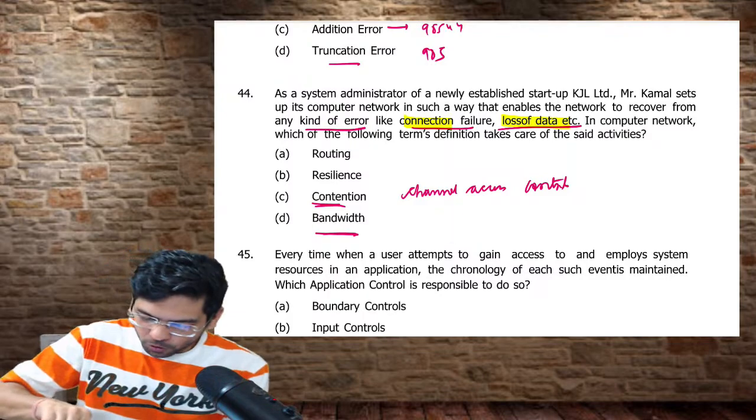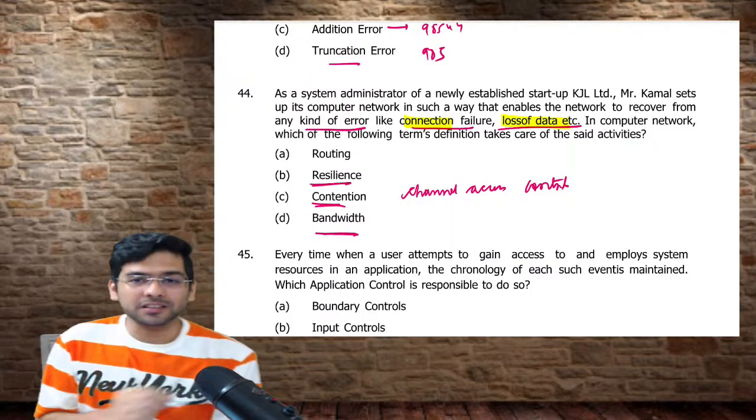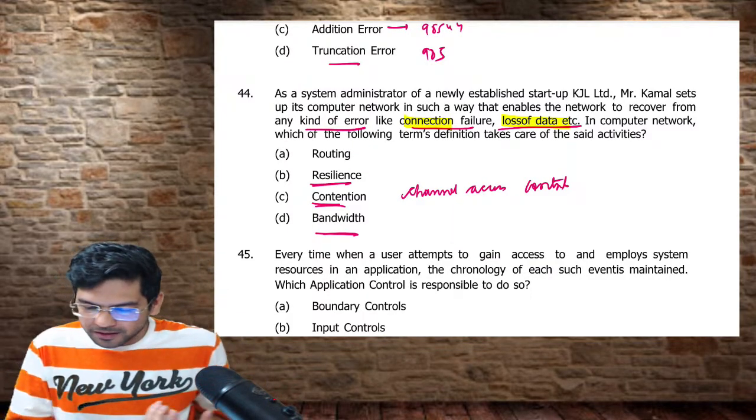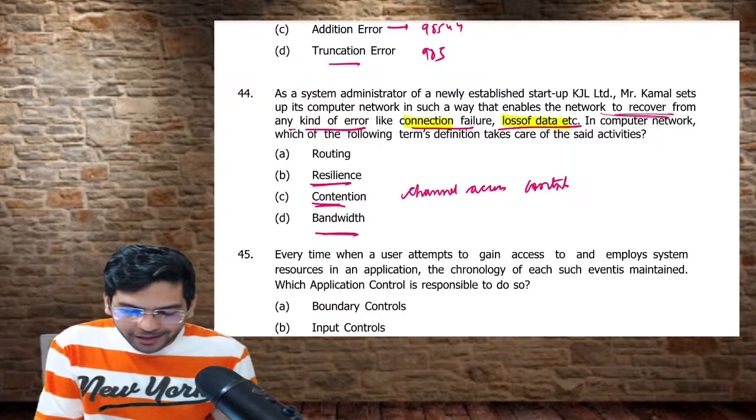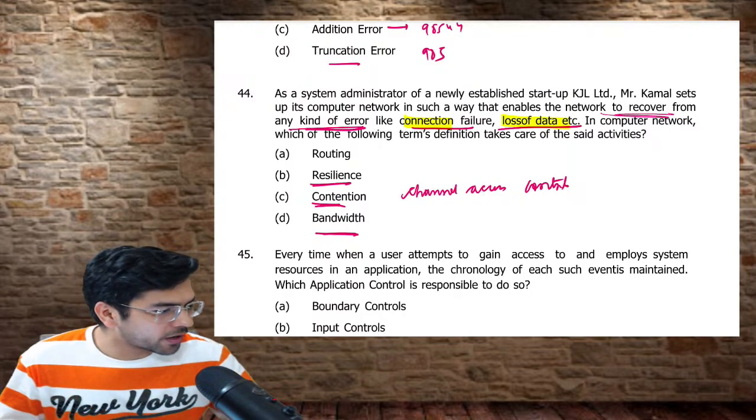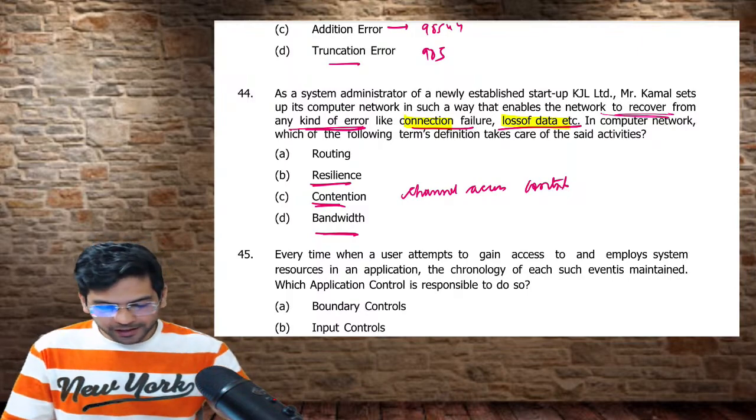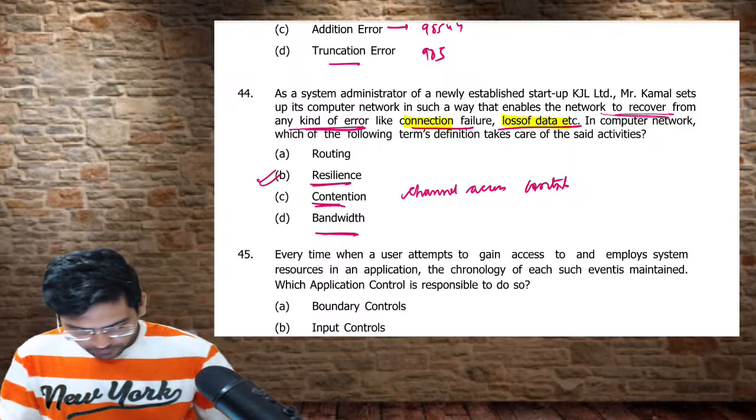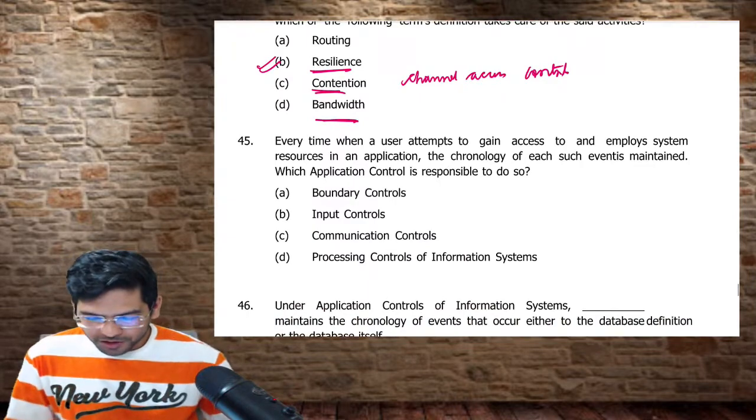So the correct answer is resilience. Resilience is basically the ability of the network to recover from any kind of error. Yes, Divya, you are correct. Harshita also, you are correct. So the correct answer is resilience. Now the next question is a simple one.